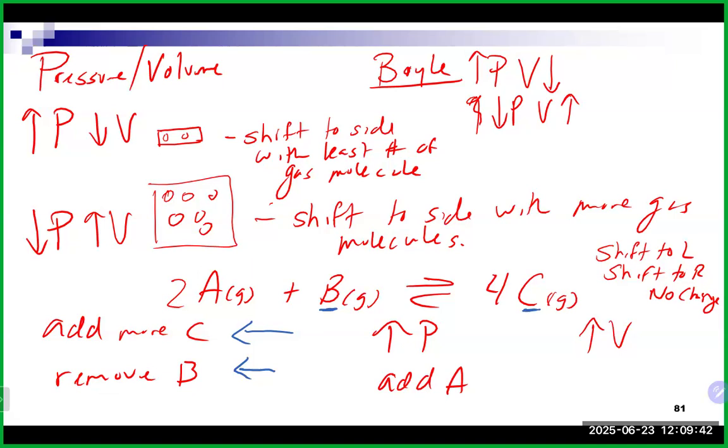Again, the real reason is the same reasoning. By removing those reactants, now we have more products than reactants, which is going to cause the reverse reaction to occur in this case. Now, question on those two there.